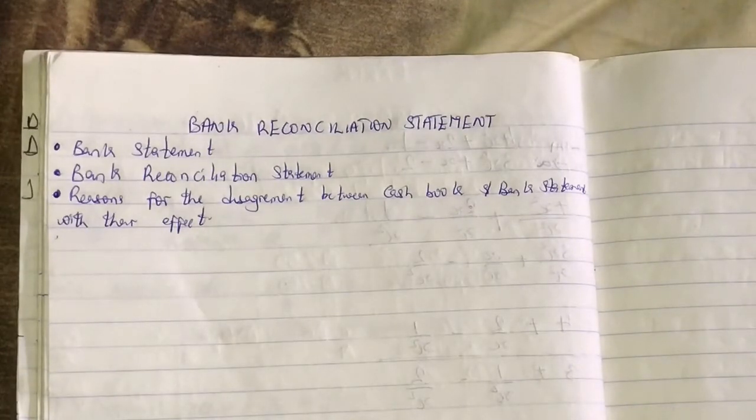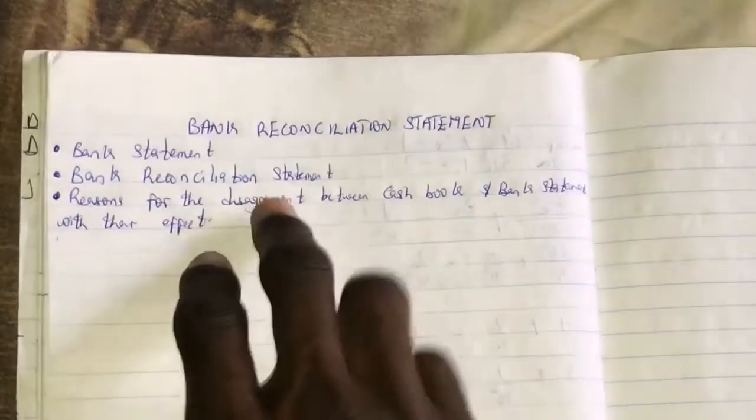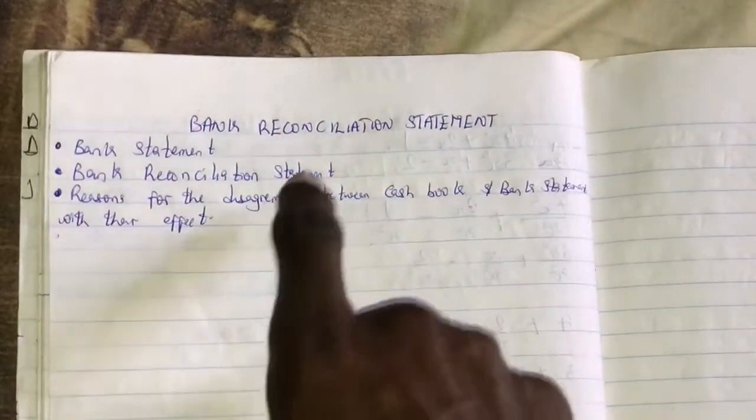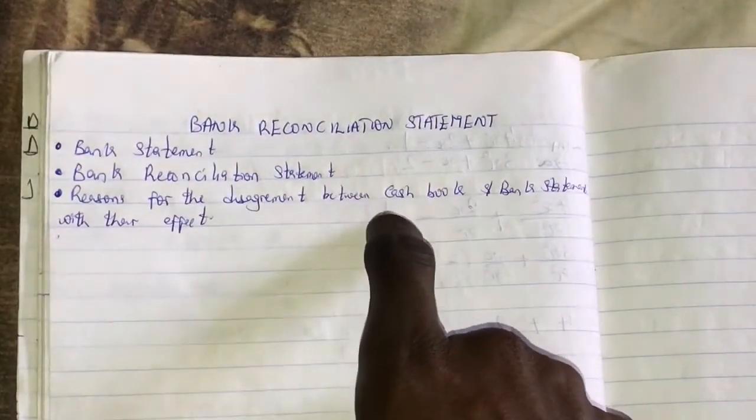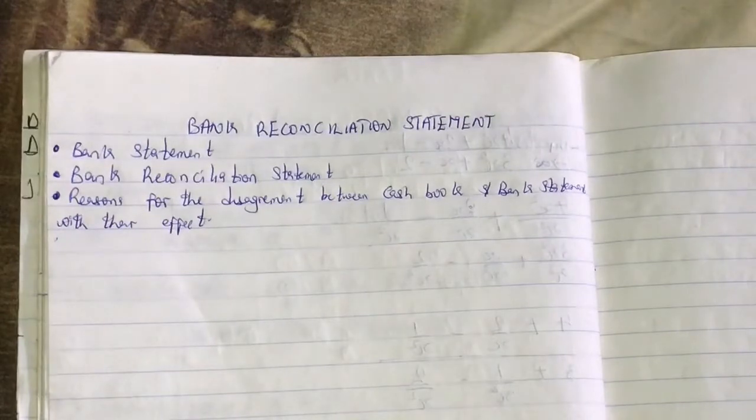I made a video on this some time ago, but one way or the other it went missing on the net, so I have to redo it again in a better way. So this is our objective for today. We'll be discussing what a bank statement is, the bank reconciliation statement, and the reasons for the disagreement between the cash book and the bank statement, with their effect.